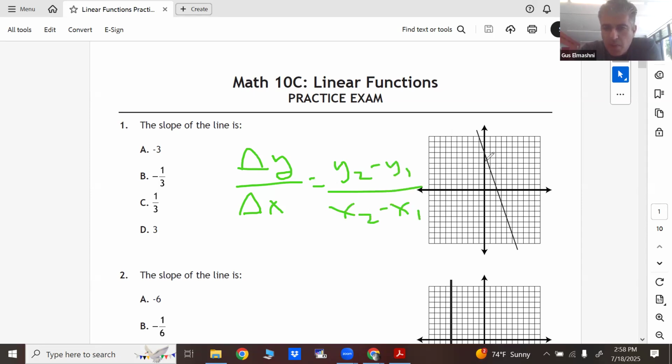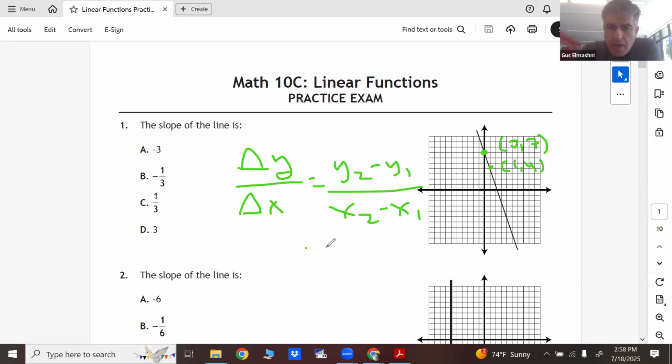So you have to identify 2 points on the graph. Usually a y-intercept where we're crossing the y-axis is a good place to start. 1, 2, 3, 4, 5, 6, 7. So that's 0, 7. Always put the x-coordinate first, the y-coordinate second. And I'll pick another point, probably right here. Looks like that's at 1, 4.